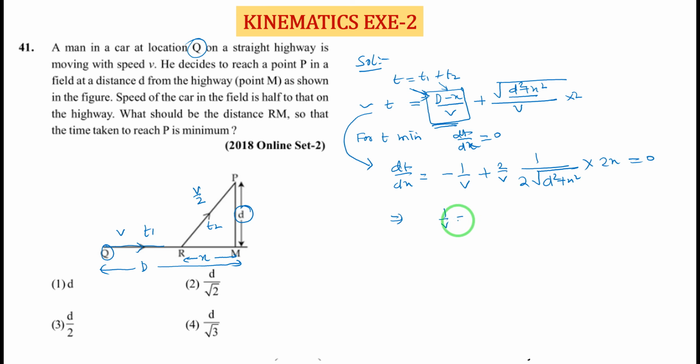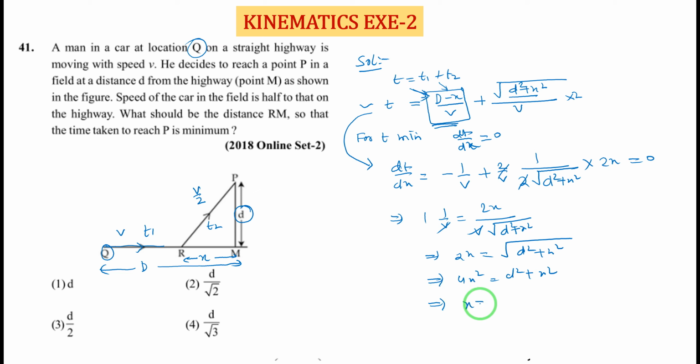So 1 upon v equals 4 upon v, sorry, 2 cancels, so 2x upon root under d square plus x square. This we cancel out. So 2x equals d square plus x square. Do the squaring on both sides. And from here x is coming as d upon root 3. Fourth one is the answer.